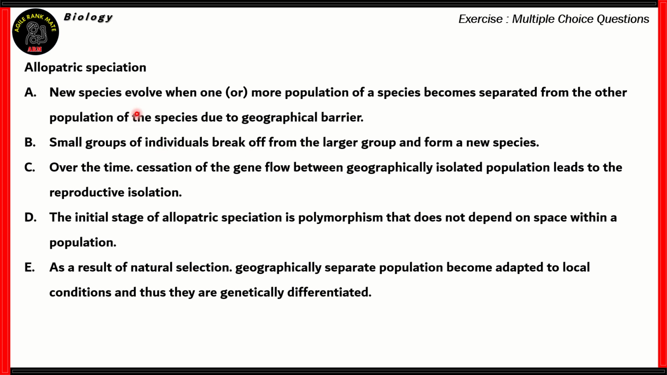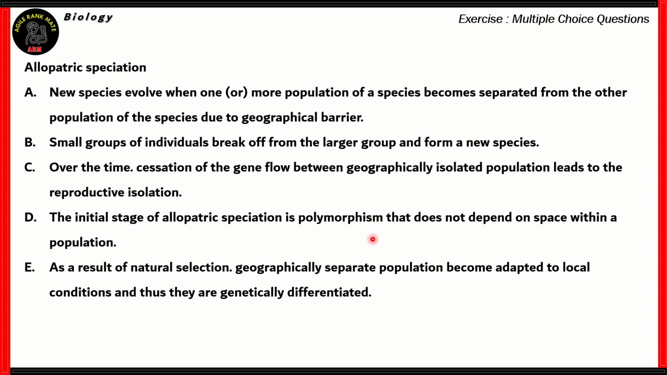Statement A says, new species evolve when one or more populations of a species become separated from the other populations of the species due to a geographic barrier. B. Small groups of individuals break off from the larger group and form a new species. C. Over time, cessation of the gene flow between geographically isolated populations leads to reproductive isolation. D. Initial stage of allopatric speciation is polymorphism that does not depend on space within a population. E. As a result of natural selection, geographically separate populations become adapted to local conditions and thus they are genetically differentiated.